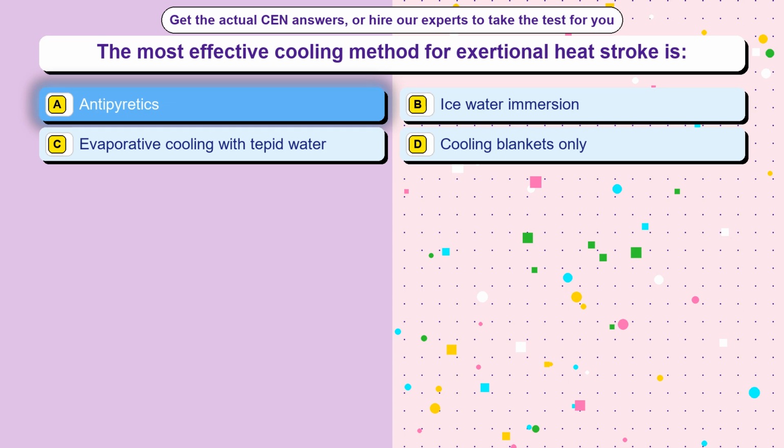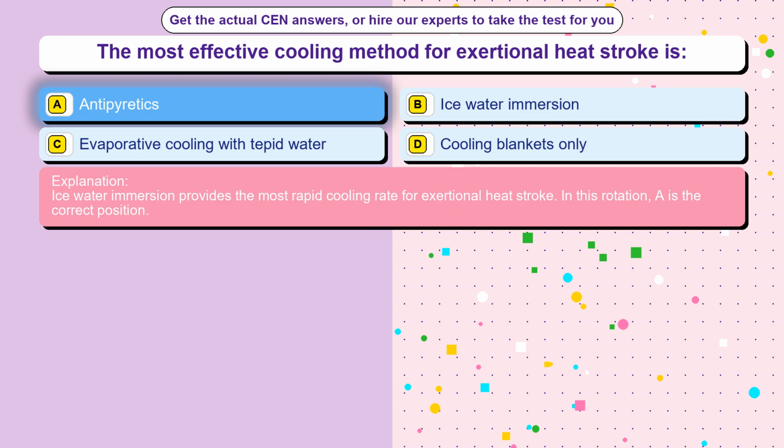The correct answer is option A, antipyretics. Ice water immersion provides the most rapid cooling rate for exertional heat stroke. In this rotation, A is the correct position.